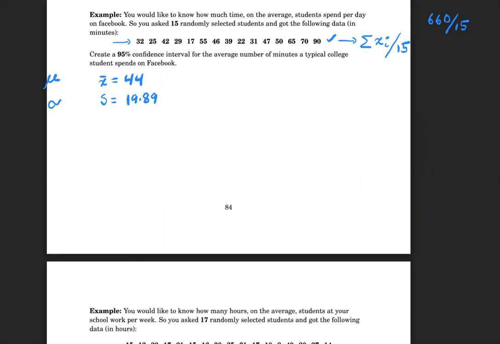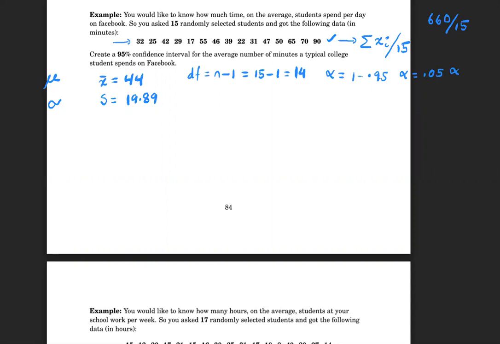All right. So that's your X bar and S. Now, what is my degrees of freedom, which is always sample size minus 1? So it is going to be 15 minus 1, which is 14. That's your degrees of freedom. What is your alpha significance level, which is 1 minus the confidence level, which is 0.95? So alpha is equal to 0.05.